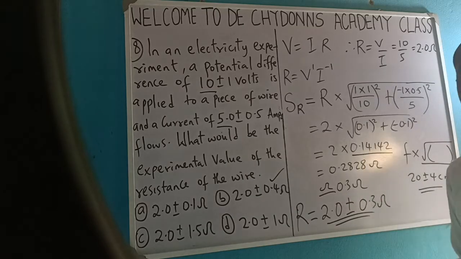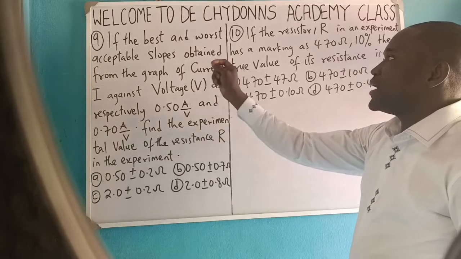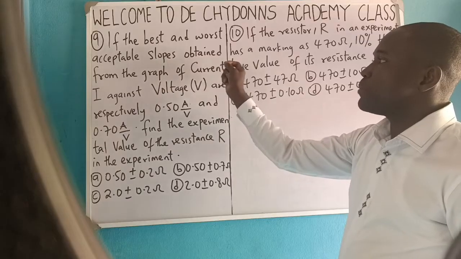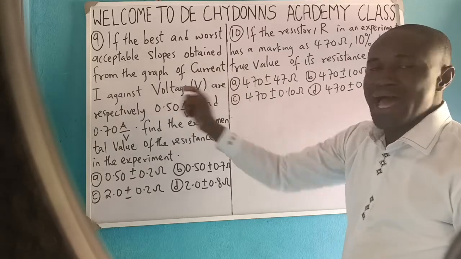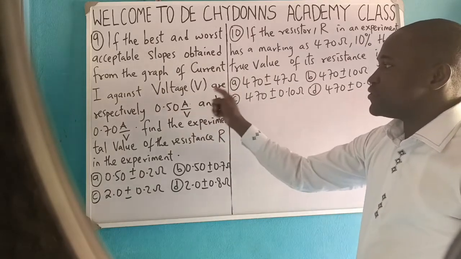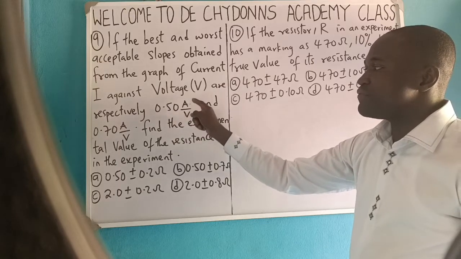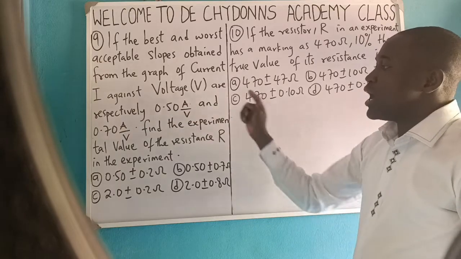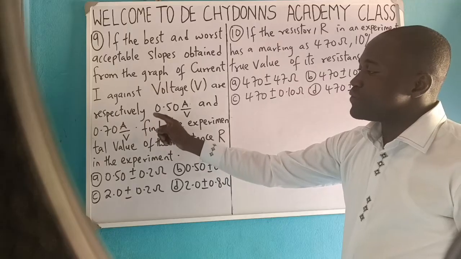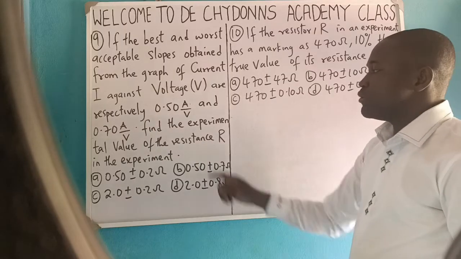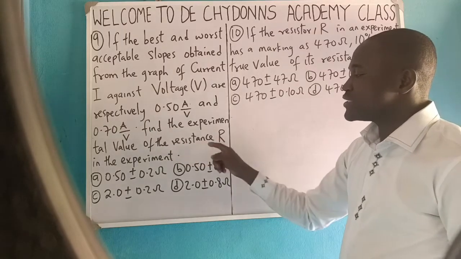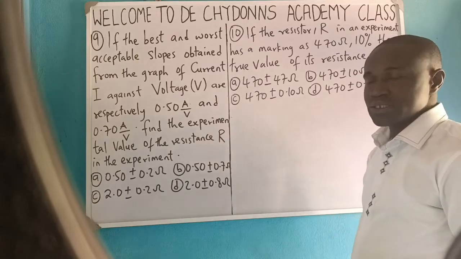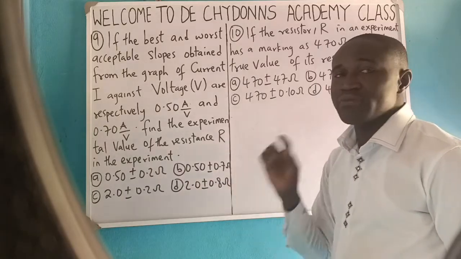Let's go to question number 9. If the best and worst acceptable slopes obtained from the graph of current I against voltage V are respectively 0.5 amps per volt and 0.7 amps per volt, find the experimental value of the resistance R in the experiment. And these options were given to us.